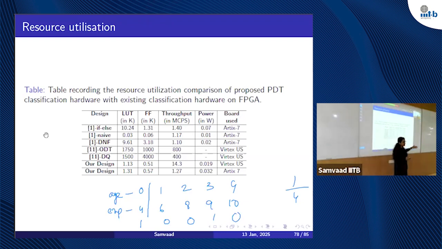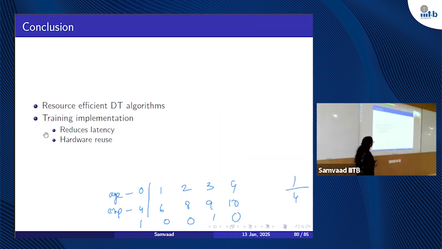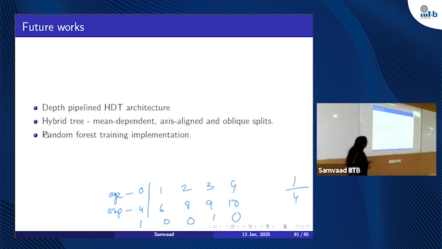I have compared my classification accelerator with the existing ones. My throughput is a little less because I'm going for biomedical applications. I wanted it to be resource efficient. So in my case, the resource usage is the lowest, though more than this one, but this throughput is more than this. So I have hit a trade-off between resource and timing. I already told that it reduces the latency, and the training implementation enables hardware reuse for various applications. It is not confined to one application.